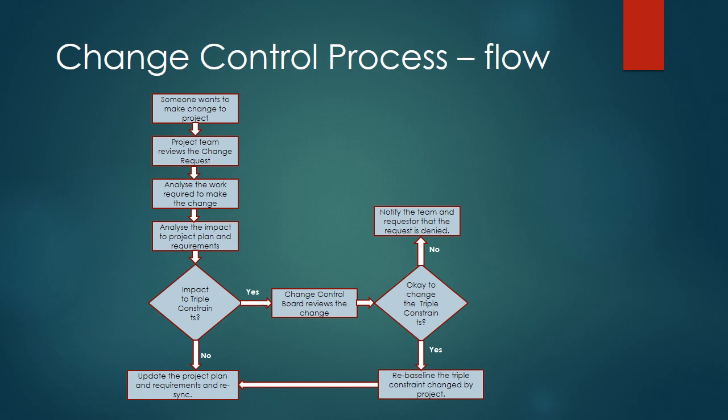If we decide that we are not okay to change the triple constraints, we notify the requester that the request has been denied and the change will not happen. Okay.